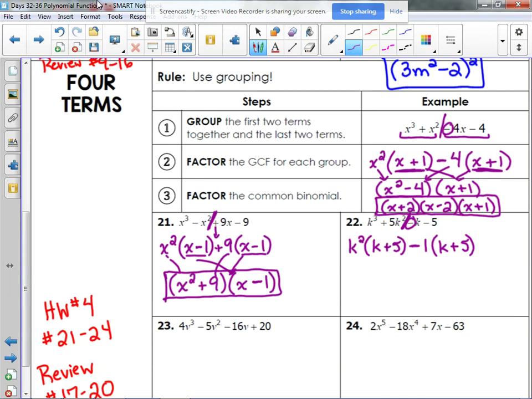Check it. Multiply that out. K squared times k, k cubed. K squared times 5, 5k squared. Negative 1 times k, negative k. Negative 1 times 5, negative 5. Okay, they are the exact same expression.